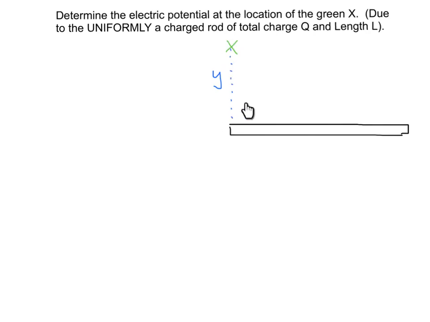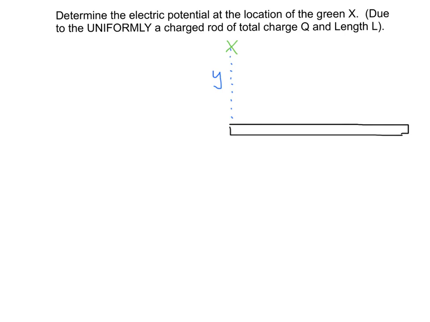and that, let's say this is perpendicular right here. So this line here is perpendicular to the rod. We want to find the electric potential here. Now, this thing is not a point charge, so we can't just blindly use the formula for the electric potential due to a point charge to find the electric potential here. Instead, we need to handle this as a continuous charge distribution.